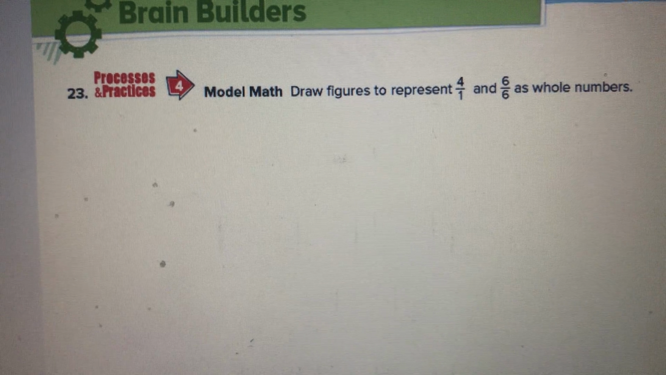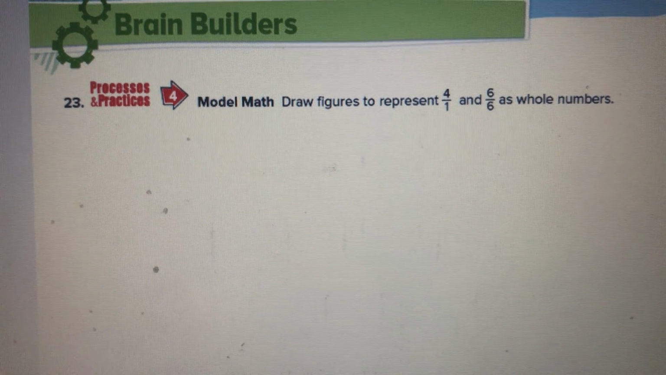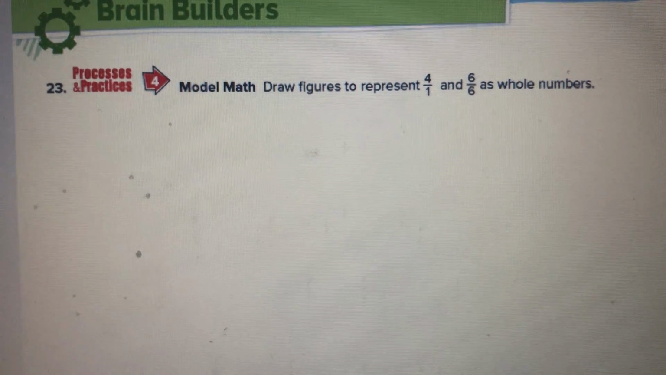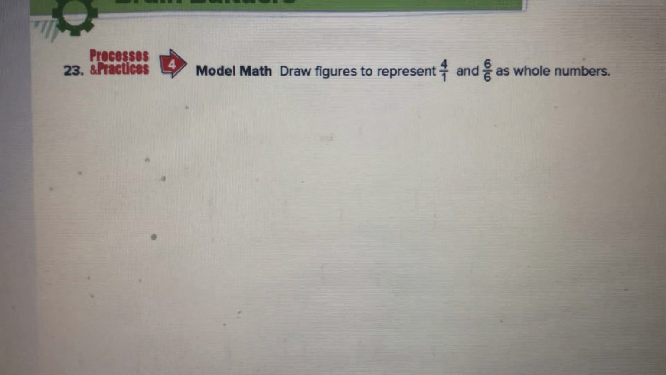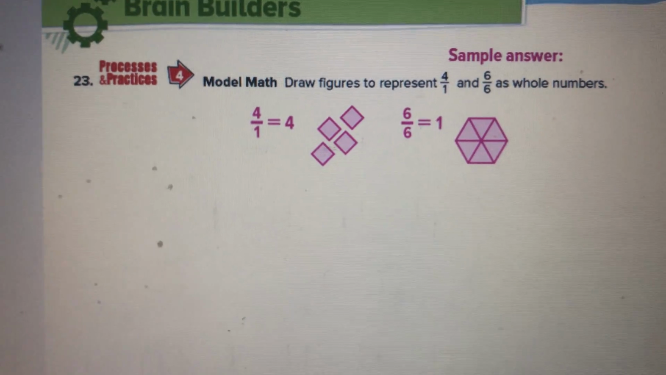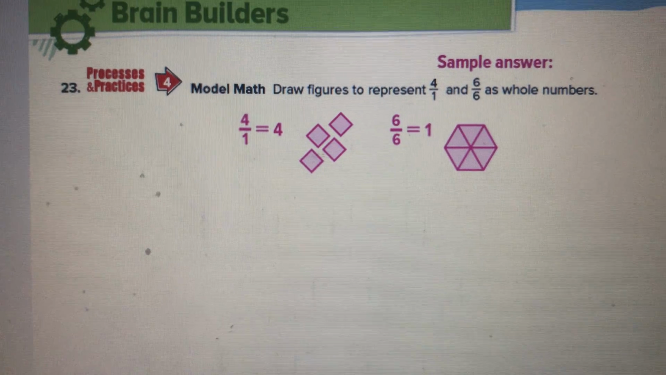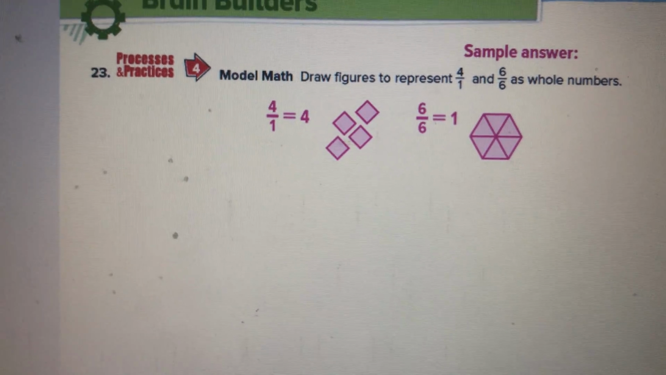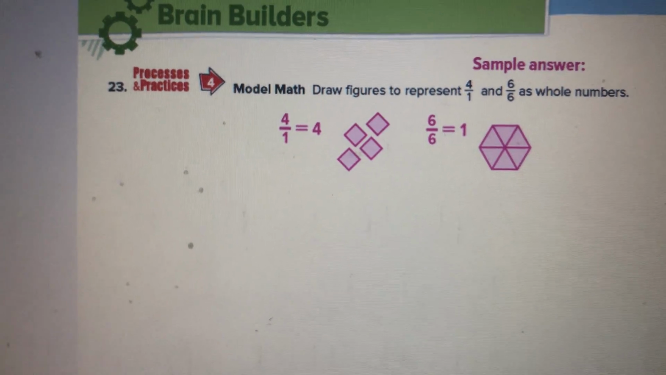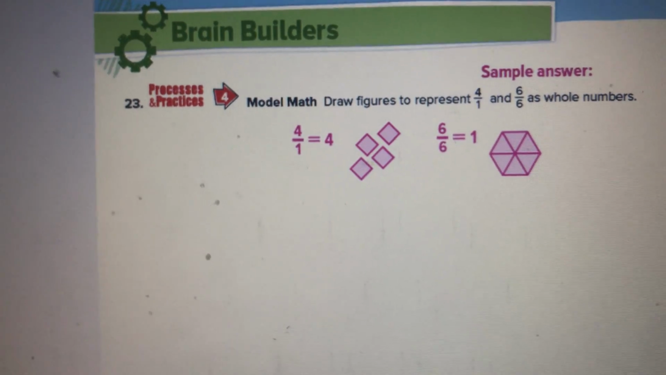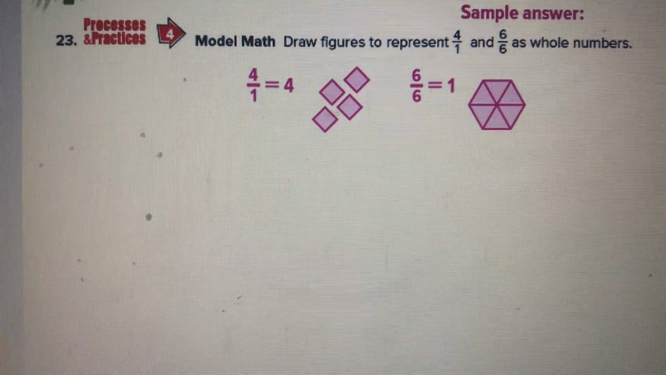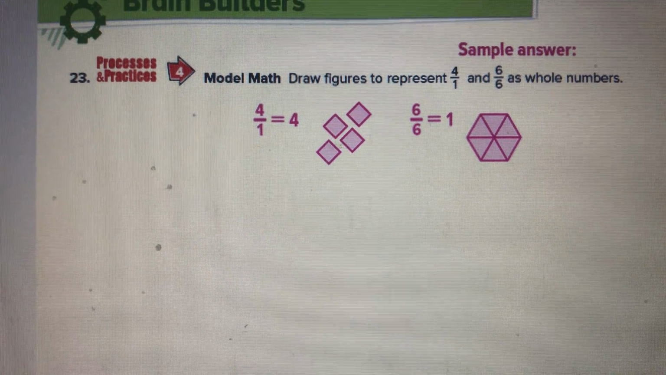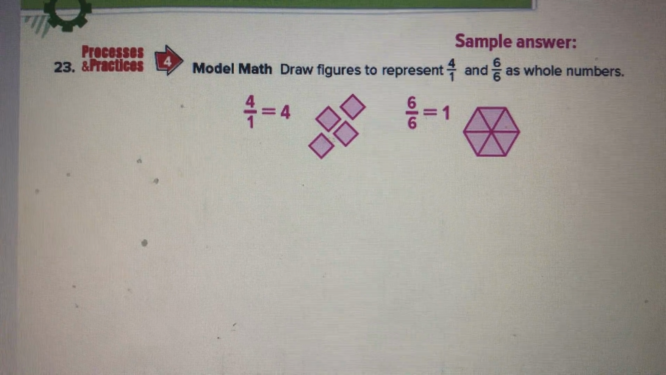Okay. Now it says draw figures to represent 4 over 1 and 6 over 6 as whole numbers. We're kind of looking for something like this. 4 over 1, you've got to have 4 separate pieces because it's 4 wholes. And for 6 over 6, they just drew something that equals 1 whole. The whole shape is shaded in. Okay.